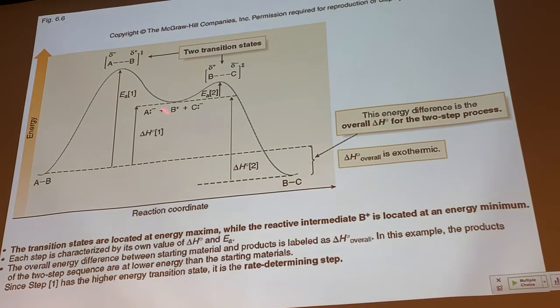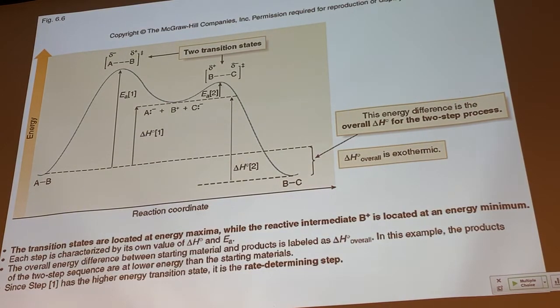We also see that there is a local energy minimum in between our two maxima, and that is our reactive intermediate. We see that right here, reactive intermediate. B plus is a reactive intermediate because it's formed in step 1, but then it's not one of the final products of the reaction because it gets consumed in step 2.